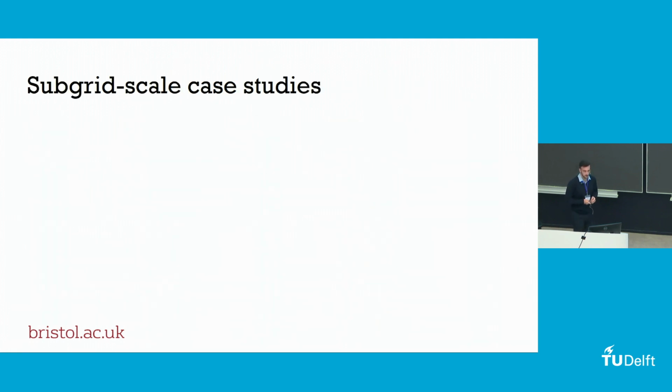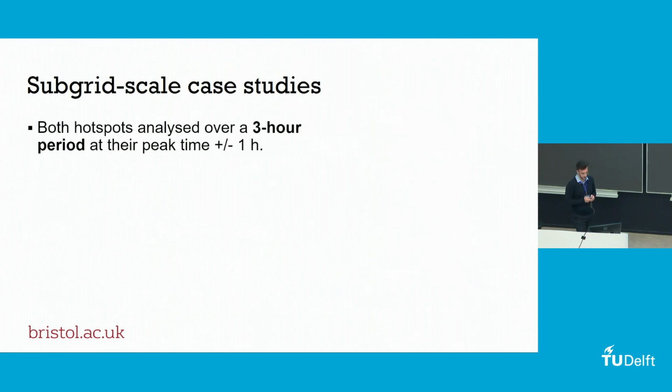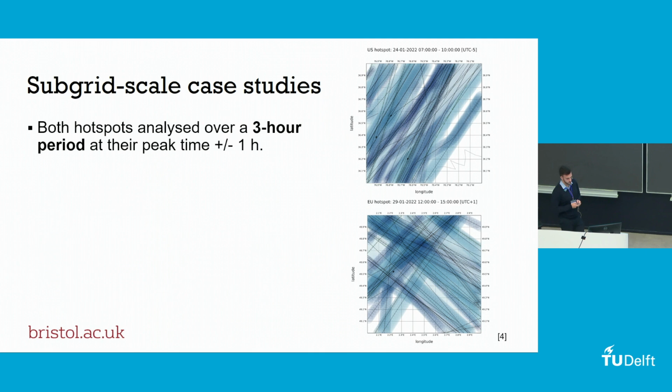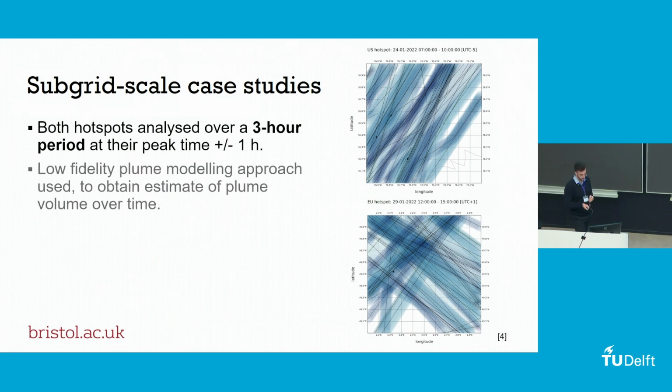So taking these further and doing a case study on them, we analyzed both the hotspots over a 3-hour period at their peak time, plus or minus 1 hour. And this was the result. So this is all of the trajectories over those 3 hours, plotted on a 1 by 1 degree map. On top of that, we used a relatively low fidelity plume modeling approach to capture the plume volume over time. So this is measuring the boundaries of the plume over time, and then just seeing visually whether they look like they're going to overlap. And you can see from the figures, it looks quite promising.